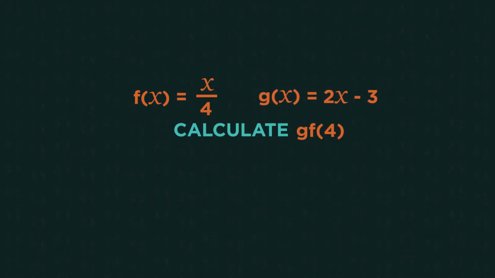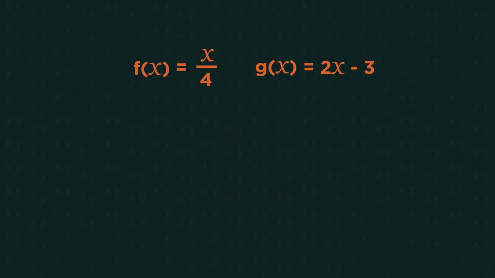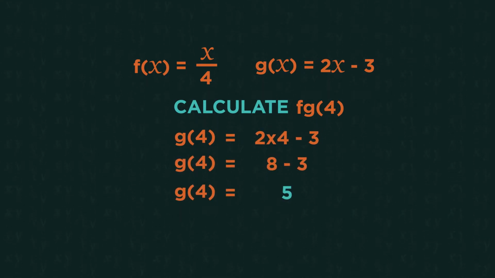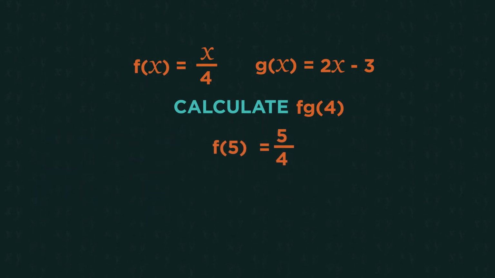Whereas if the question had been this, then it'd be asking us to put f into g. So we read right to left for composite functions. So let's go back to that first question. So start with g of 4, which gives us 5, and then we put 5 into f. And that's our final answer.